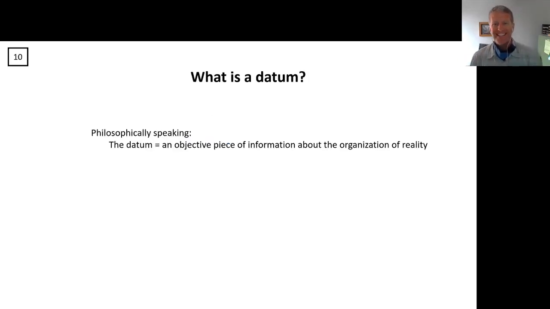Now, what this does is give us the essential building blocks for really understanding what numbers mean when you try to map them to reality. And that means we can probably come up with a better or more specific definition of a datum. So we started with a more philosophical definition of a datum being some objective piece of information about the organization of reality, but that's very abstract. That really doesn't get us any further in understanding what a number means.